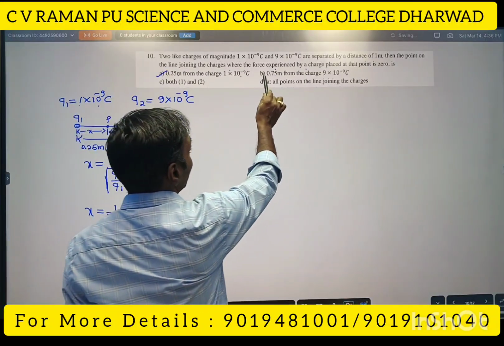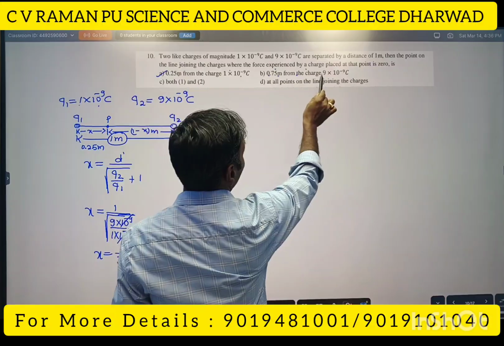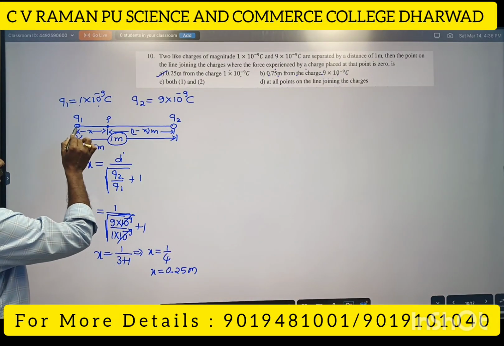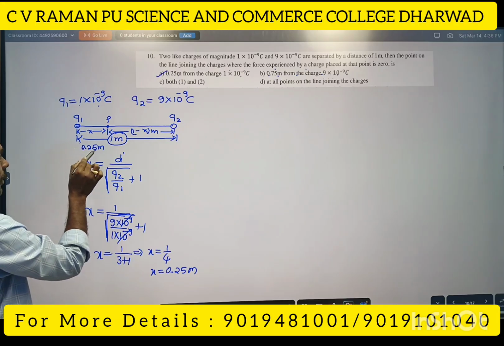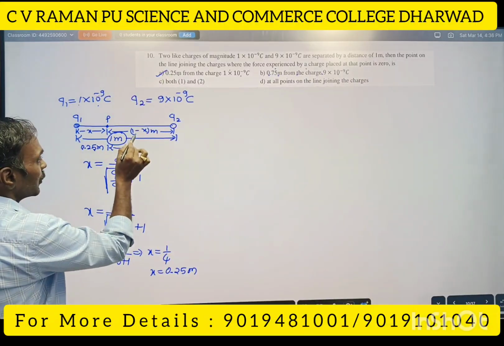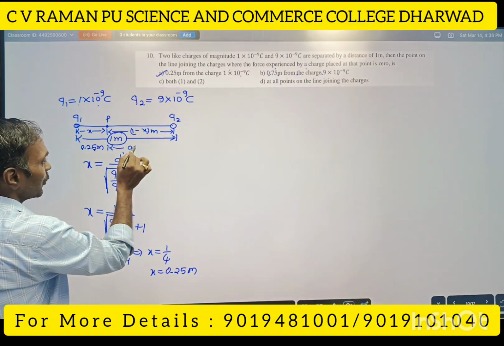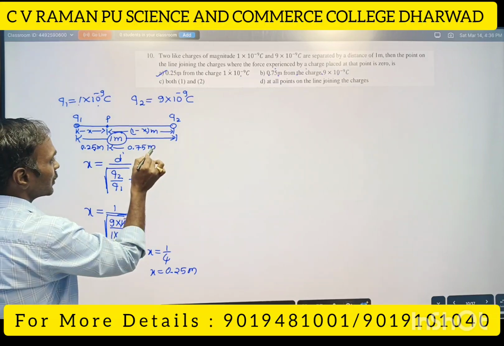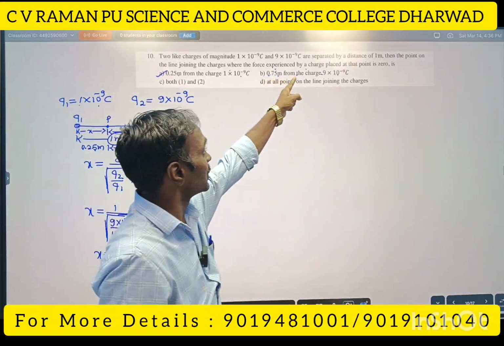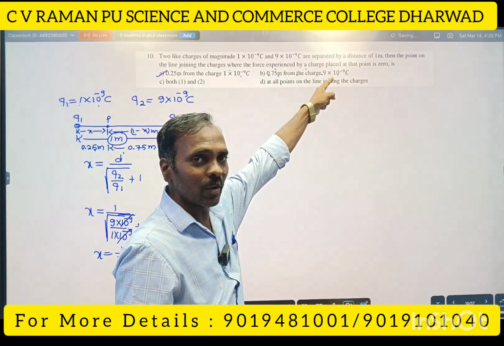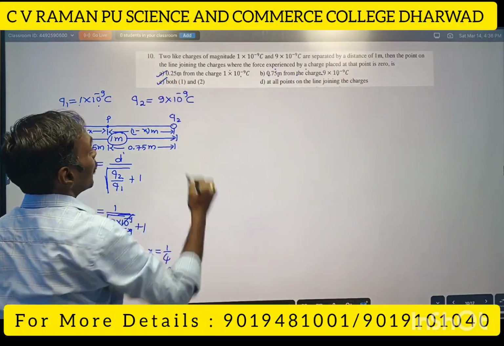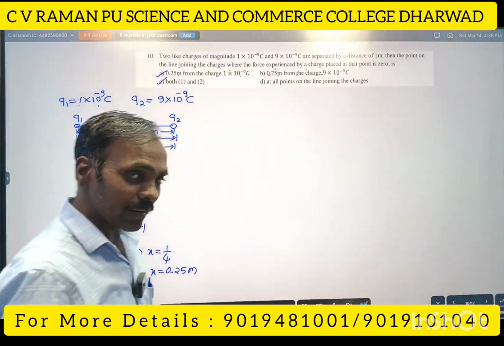Next see option B, 0.75 meter from 9 into 10 to the power minus 9. See here, if point P is at a distance 0.25 meter from Q1, then the point P is 1 minus 0.25, which is 0.75 meter from Q2, which is also correct. 0.75 meter from charge 9 into 10 to the power minus 9. So which option is correct? Both 1 and 2 are correct answers.